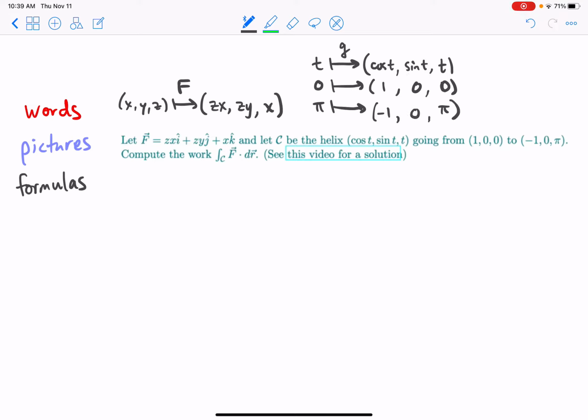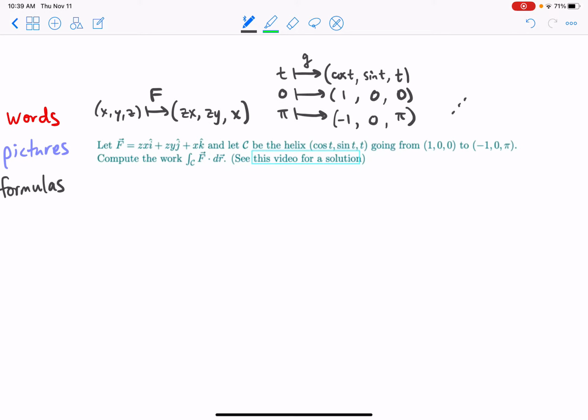In particular, we can visualize this curve in three-dimensional space. It starts at 1, 0, 0, which is here. This is g of 0. And then it goes to -1, 0, pi, which is back here, and then up by pi, maybe up here, g of pi. And it goes by circling in the xy plane as it's rising in the z. And so it sort of loops around and up like that.